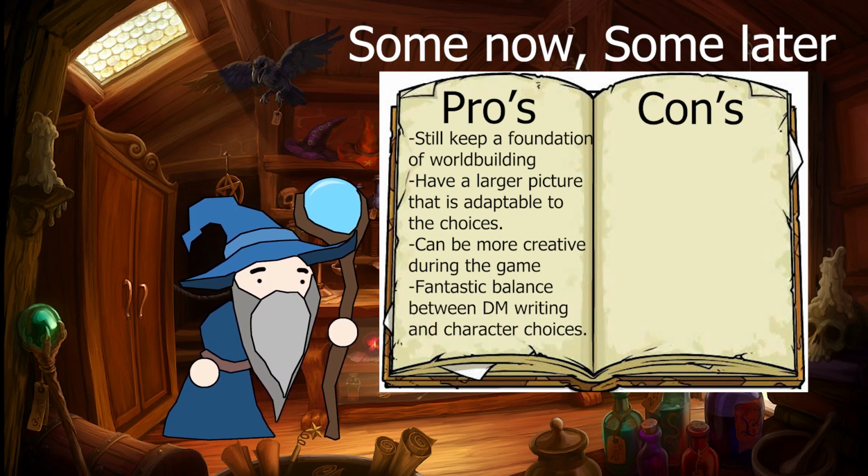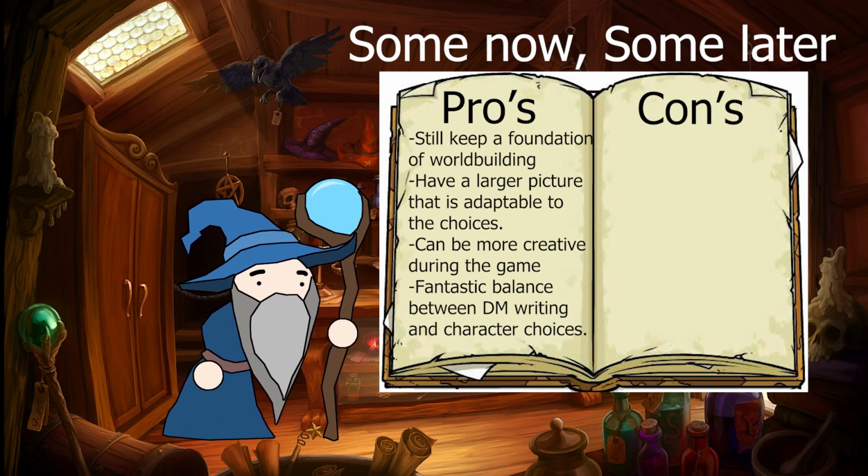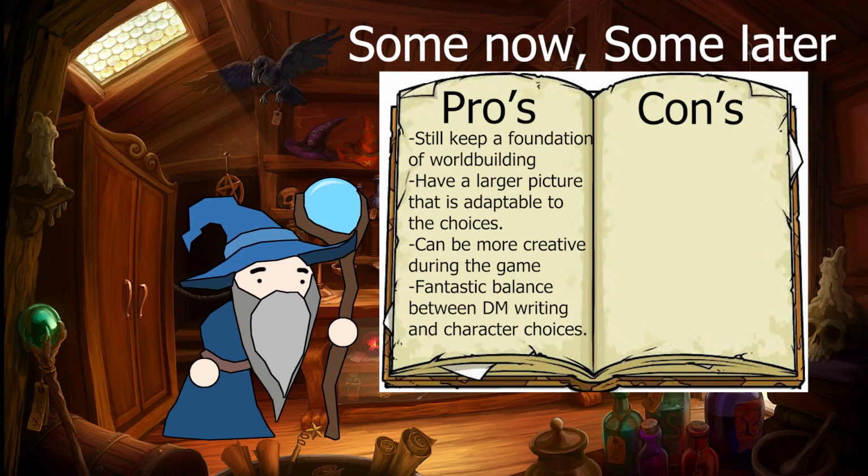Overall, this is my favorite method and what I personally believe is the golden standard of how DMing should be, and that is just because it creates such an amazing synergy between DM writing and character choices. You have this world that the DM can create that the players can be absolutely immersed in, but the story is also going to be weaved around the characters' choices, thus making it feel very impactful for them.